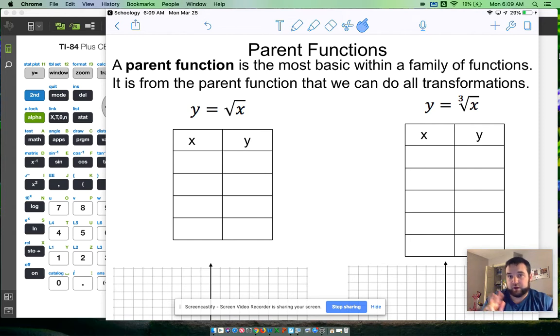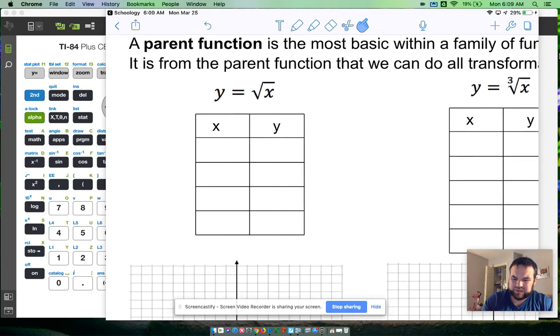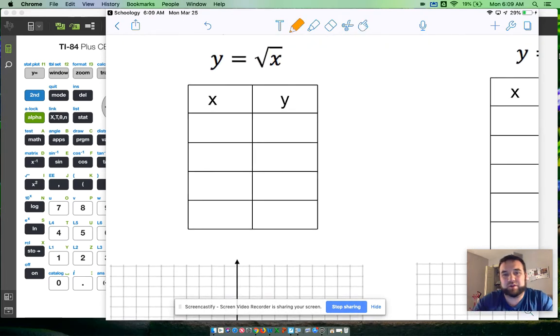Our two parent functions we're going to look at today are y equals the square root of x and y equals the third root of x. To build the parent function, all I'm going to do is pick numbers that are in the domain of this function that will give me nice graphable numbers. If you think about what values of x I can plug in here, we know that the domain has to be x greater than or equal to 0. I can't plug in a negative number.